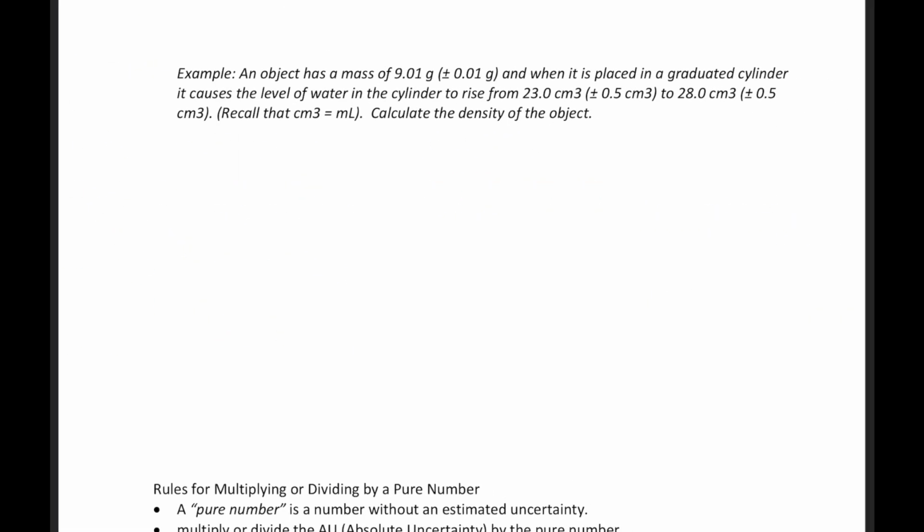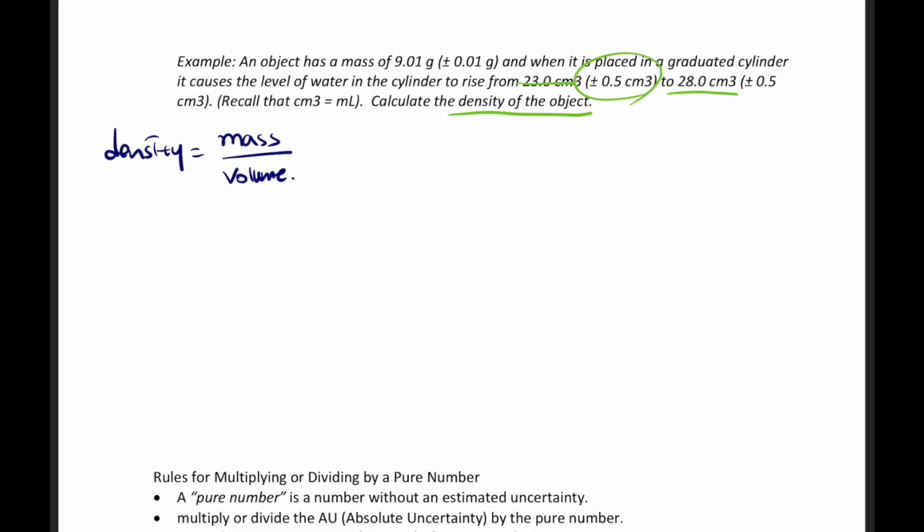So, example: an object has a mass of 9.01 gram plus minus 0.01 gram as uncertainty. And when it is placed in a graduated cylinder, it causes the level of the water in the cylinder to rise from 23.0 centimeter cube to 28.0 centimeter cube. And this cylinder has an uncertainty of 0.5 centimeter cube. We need to calculate the density of the object. To calculate the density, we have to divide the mass by the volume, right? So we first have to calculate our volume.